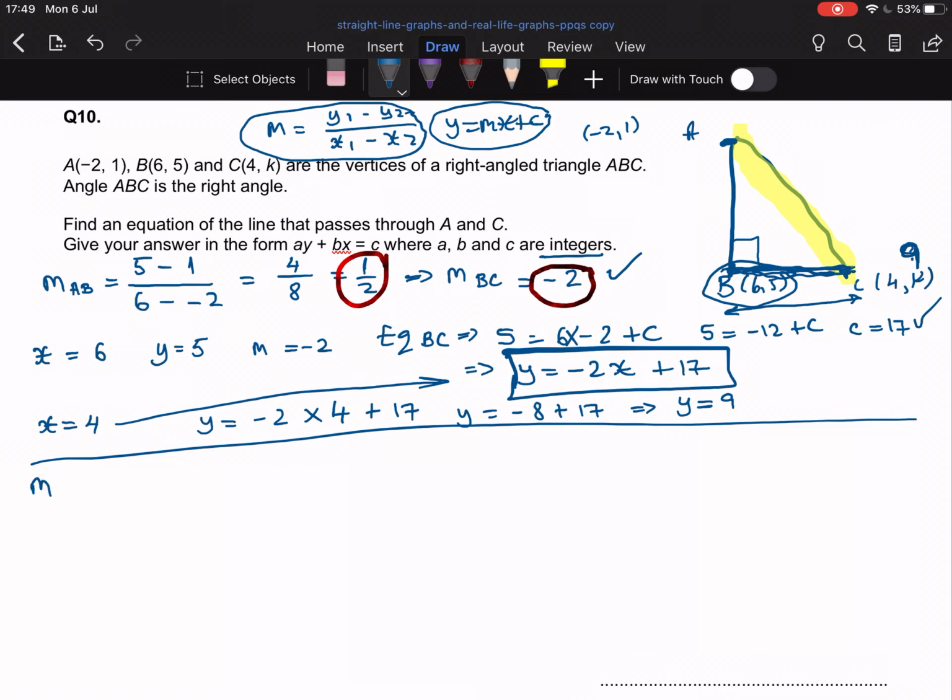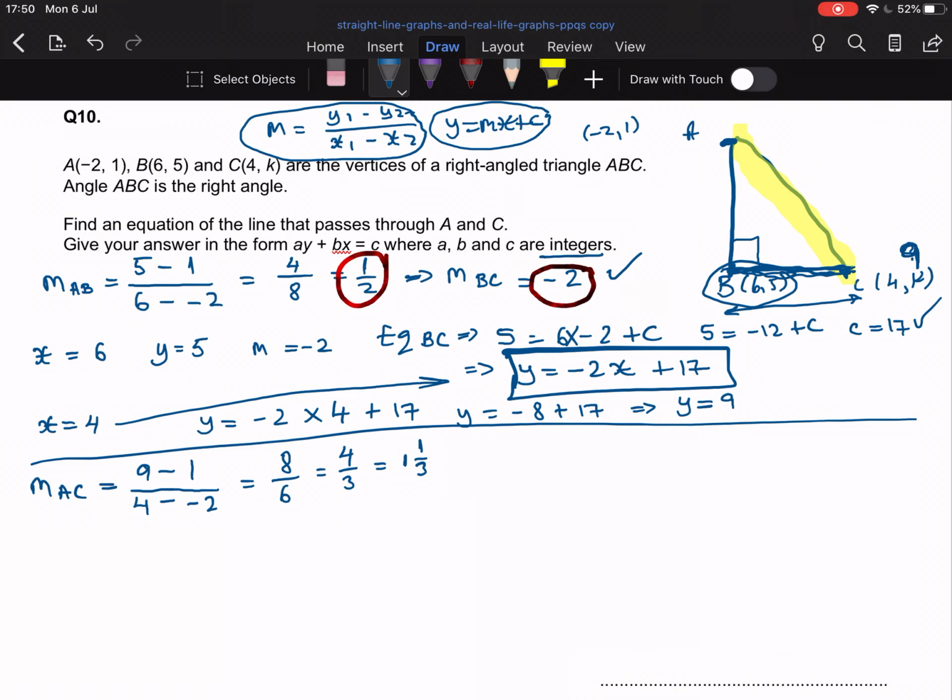So the gradient, so m of AC, is equal to, we take away the y coordinates, so I'm doing 9, I'm doing c minus a basically. So 9 minus 1 over the subtraction of the x coordinates, so the difference of the x coordinates, so 4 take away minus 2. So 9 take away 1 is 8. 4 minus minus 2 is positive 6. If I simplify that, I get 4 over 3. And that's the same as 1 and 1/3 if we need it. I'm just leaving that there.